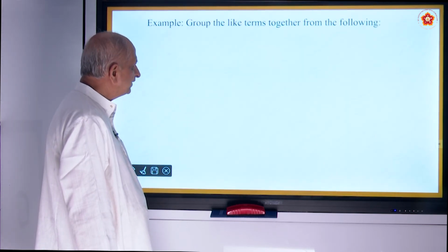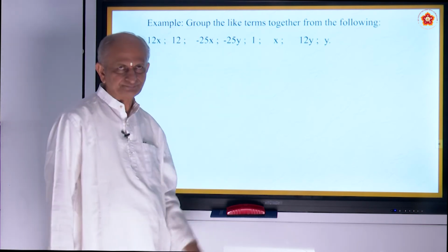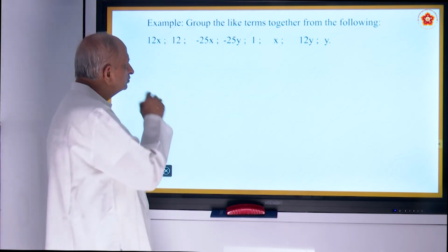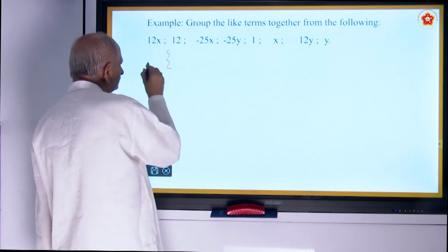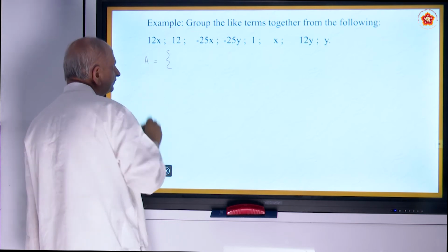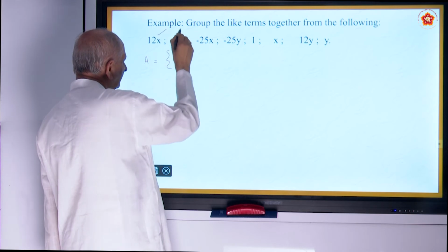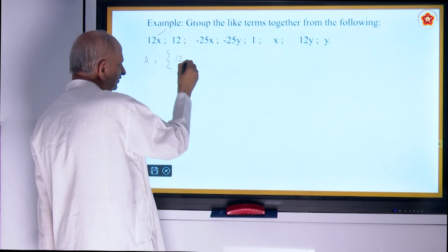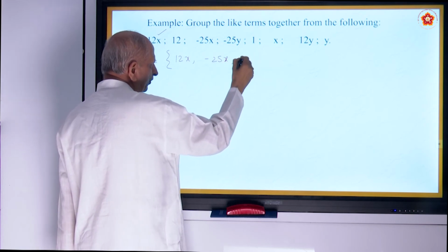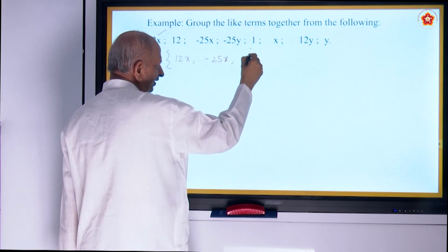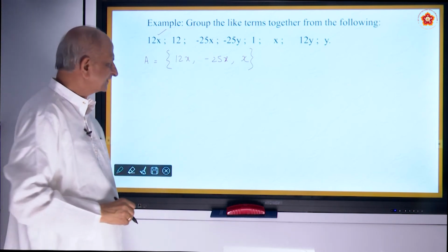Now group the like terms together from the following. Here you are given some terms. So groups you have to make. First group, you call it as A. Come on, anybody? Okay, 12x. Any x here? Yeah, 12x is here, and minus 25x is here. One more x is here. That's all. That is the first group. They have the same algebraic term, namely x.